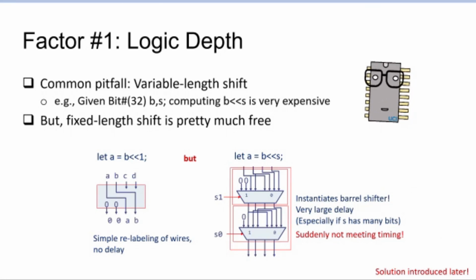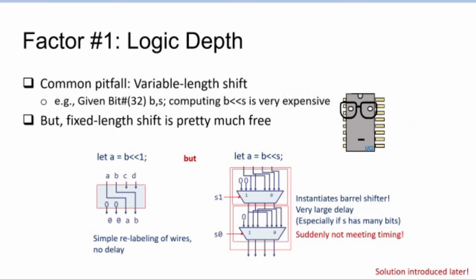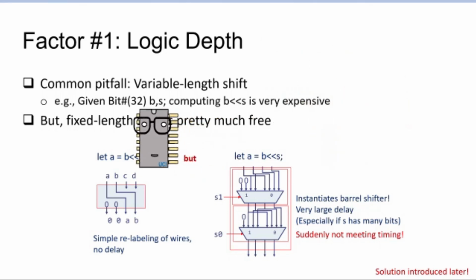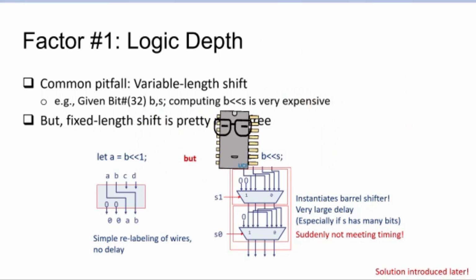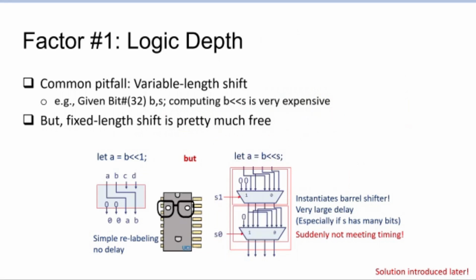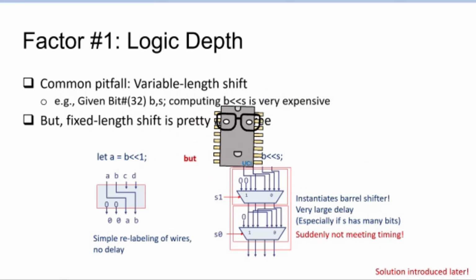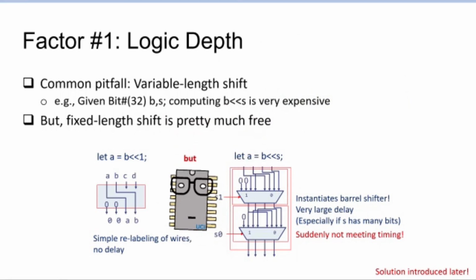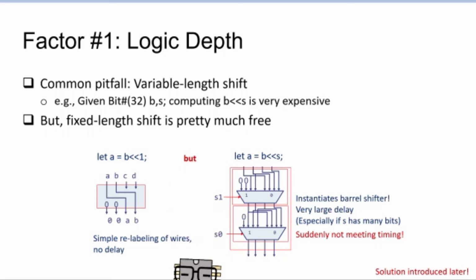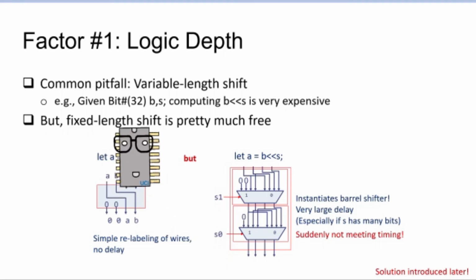And just to go into a little bit of anecdotes and examples, some common pitfalls include variable length shift. Given a 32-bit B and S, computing B shifted by S is very expensive because it has to implement a shifter logic, the one you see on the right, for every single benign looking statement like this one. Because 32 bits is 2 to the power of 5, we're going to have a 5-level shifter, which is kind of expensive. But interestingly, fixed length shift is pretty much free.